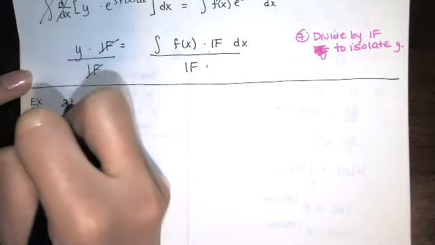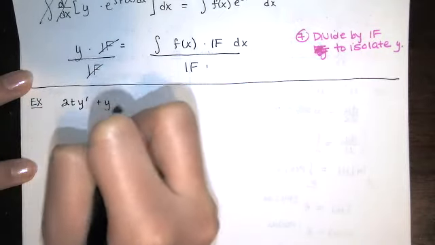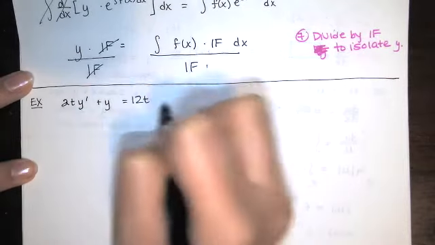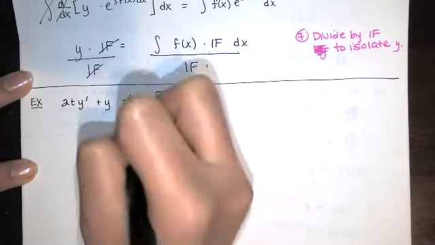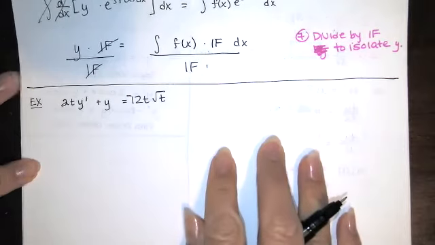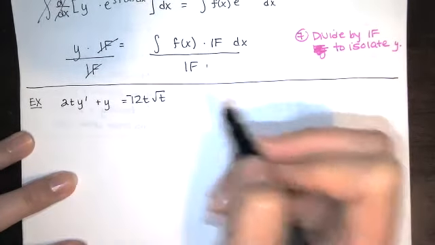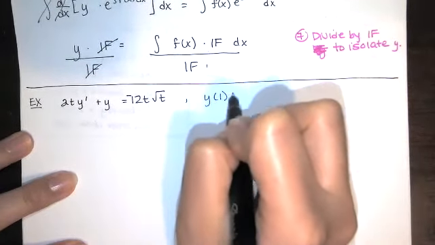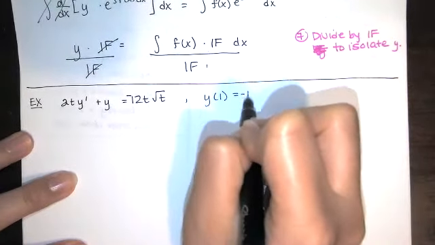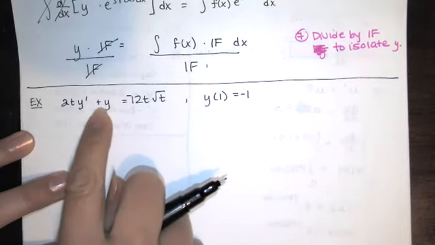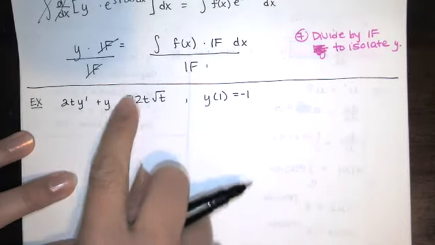I've got 2t times y prime plus y equals 12t times the square root of t. Oops, it's minus equals negative 12t times the square root of t. And let's put an initial condition on there so we can practice finding the value of our constant. Okay. I've got a y prime to the first times a function of t plus a function that depends at most on t, times y to the first, and then a function of t over here.